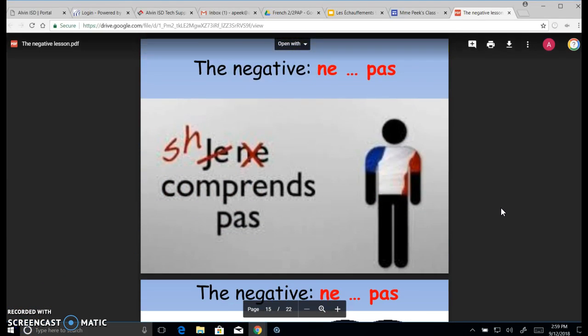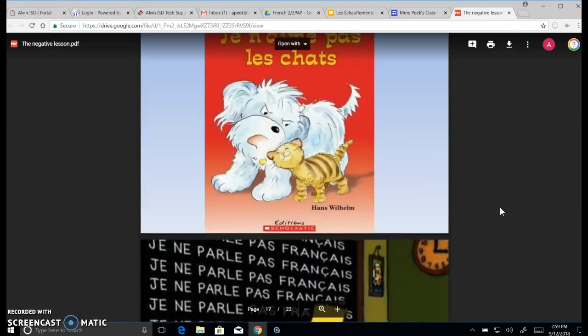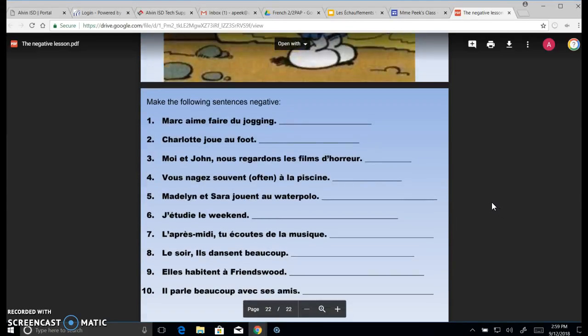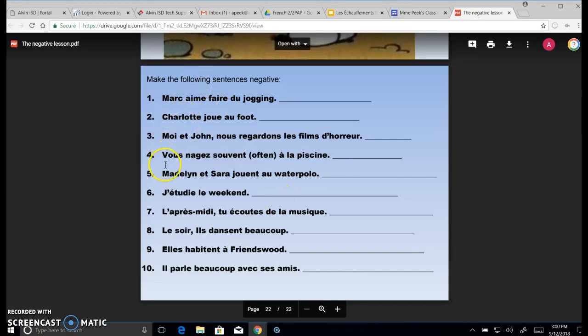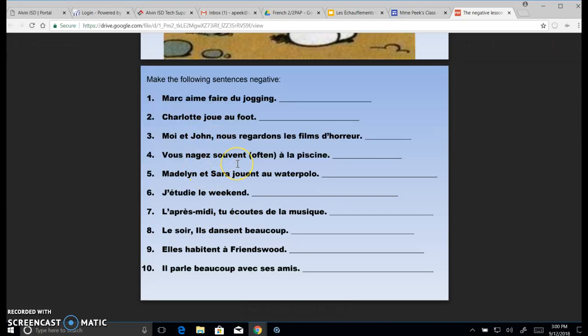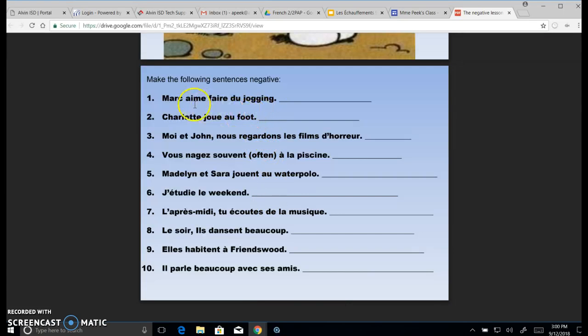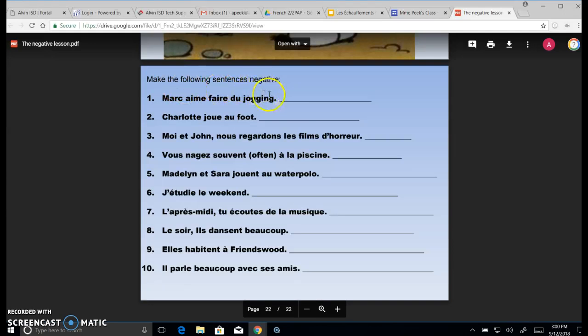Okay, so then we scrolled through most of this. We didn't really look at this. And we came to this activity right here. And everybody got this already on a half sheet of paper. And so we just did this together on the board. And so what you can do is look at somebody else's, and you can see what we did. But basically, we just took these sentences and we made them negative.